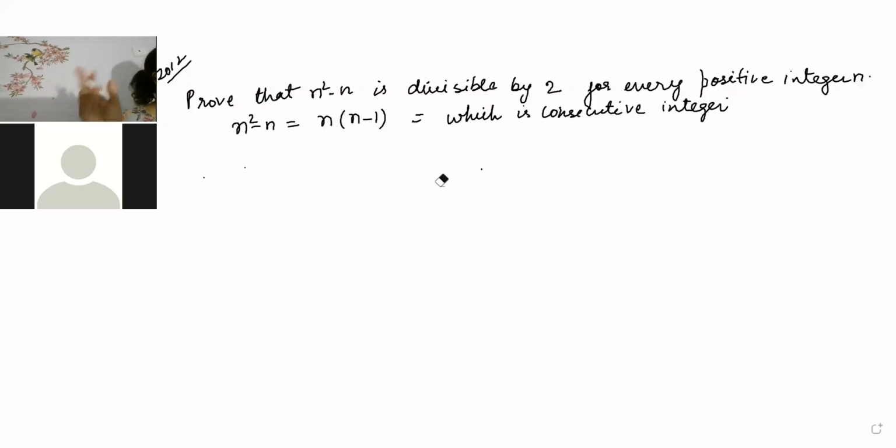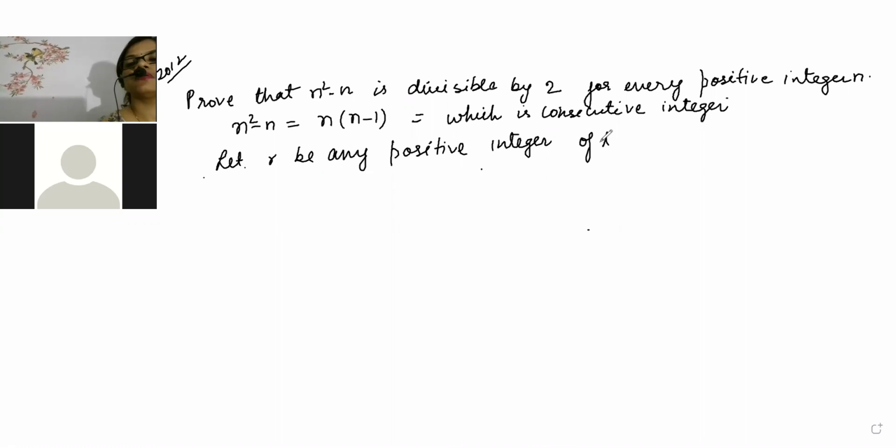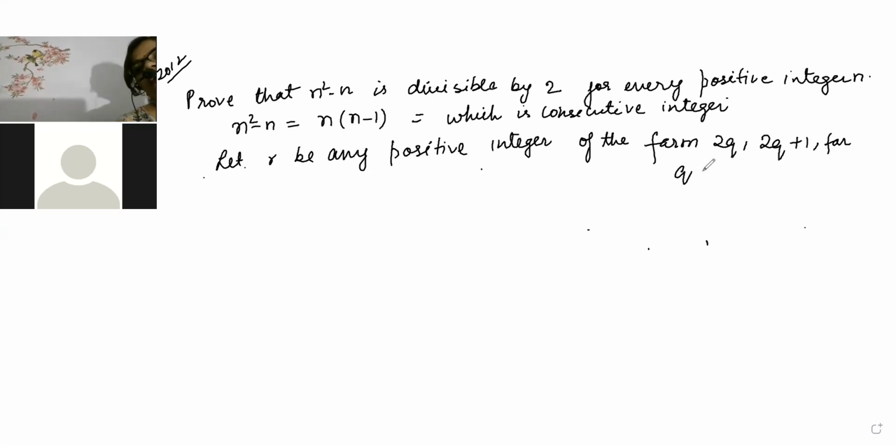Now, again like that, we will write: let r be any positive integer of the form 2q or 2q plus 1, for q belonging to the set of integers. Only 2 is enough. Fine, beta. So r is any positive integer of the form 2q or 2q plus 1 for q belonging to the set of integers. Now beta, what are we going to do?